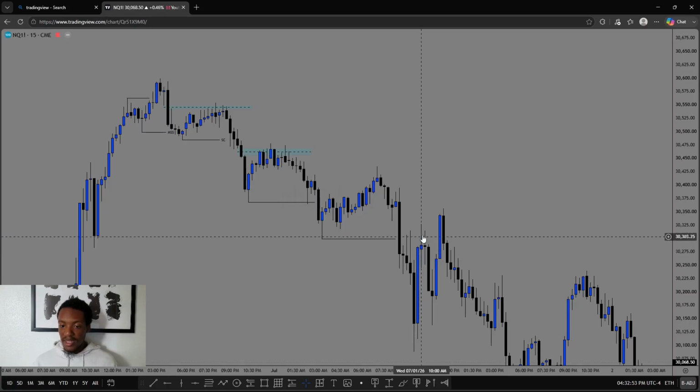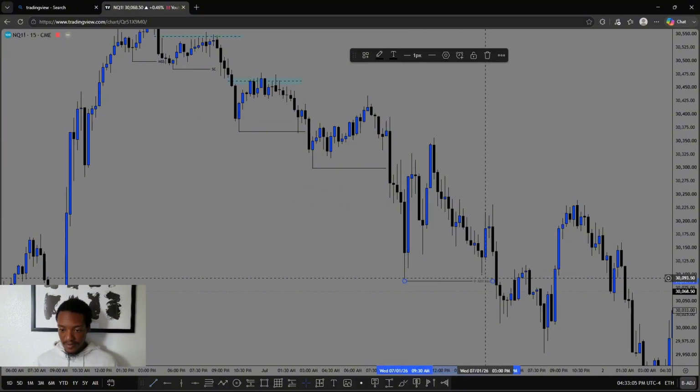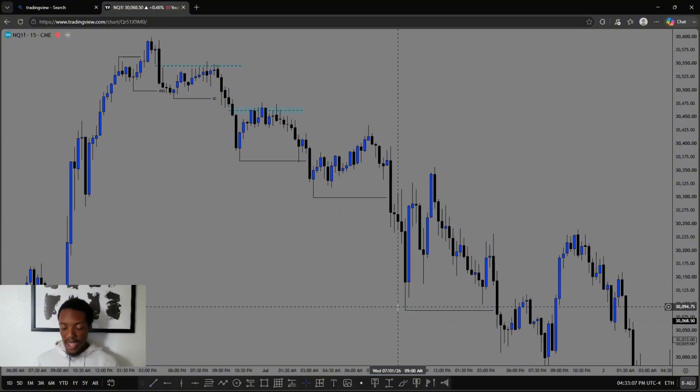And then what do we get? A lower high. We failed to make another lower low. We still have another lower high until this lower low is taken out. So here we have where our structure will continue.